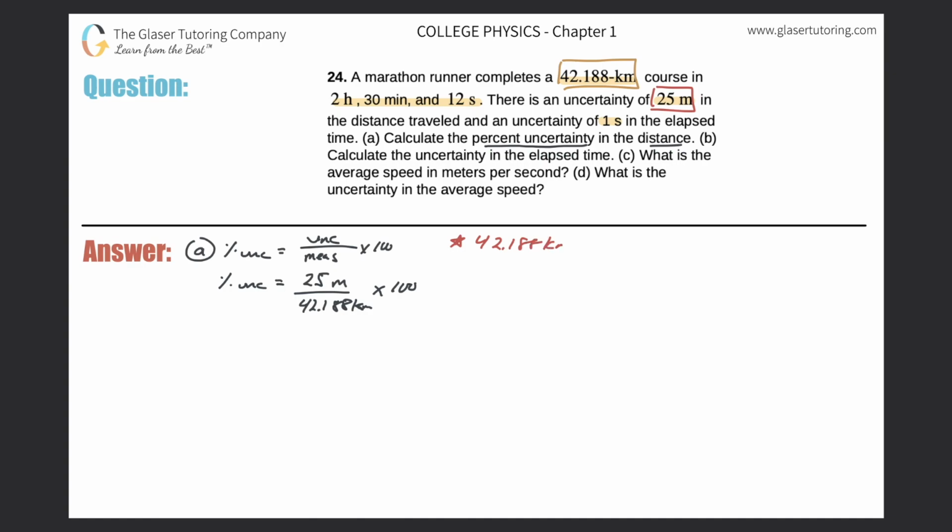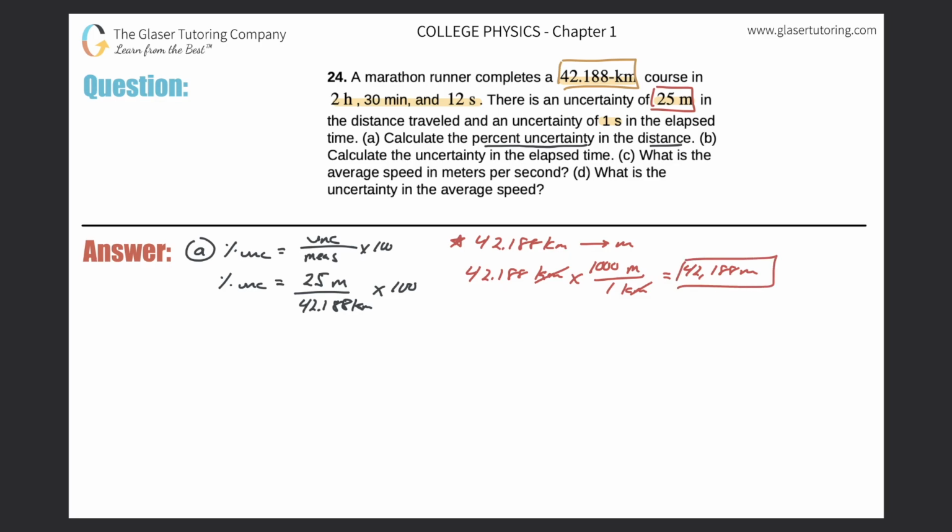So I'm going to convert 42.188 kilometers into meters. Let's write down what we're given: 42.188 kilometers. The kilometers go on the bottom, meters on the top, and the relationship is that there are 1,000 meters in 1 kilometer. Great. So now let's calculate that. We can essentially move the decimal 3 places to the right. So this would be 42,188 meters.